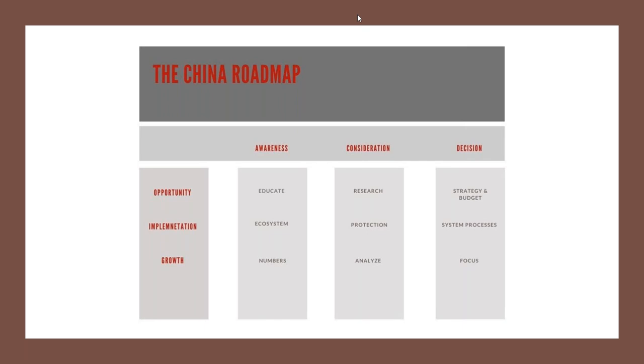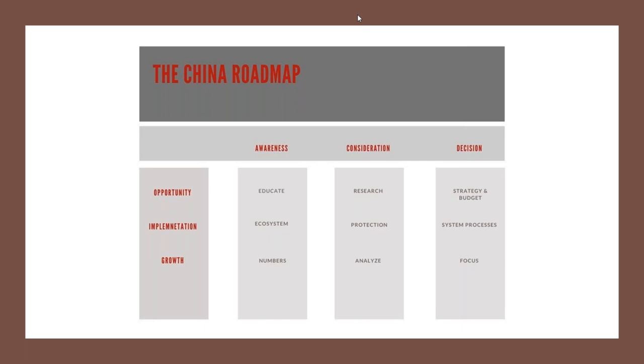And I just want to say this roadmap is applicable to companies that don't necessarily have entities in China. It's also applicable to those of you that have an opportunity in China and are grasping that opportunity from your headquarters. So doing transactions from your headquarters, all of this still applies, okay? It doesn't necessarily mean that you have to have an entity in China.